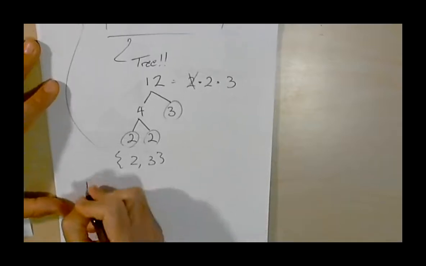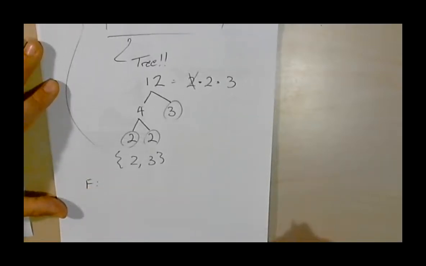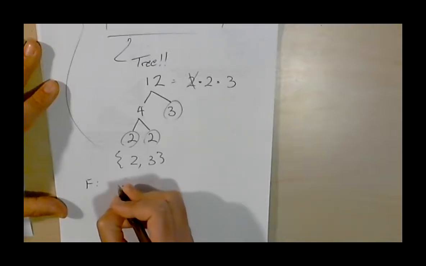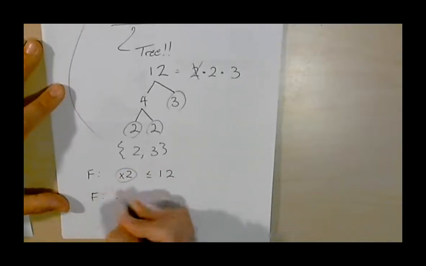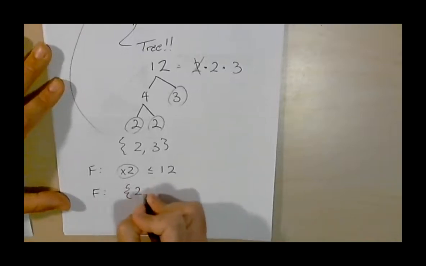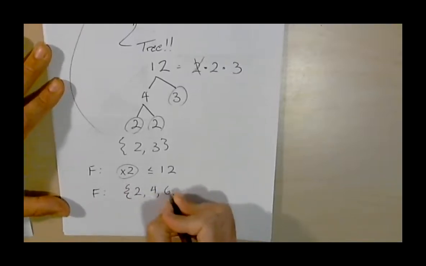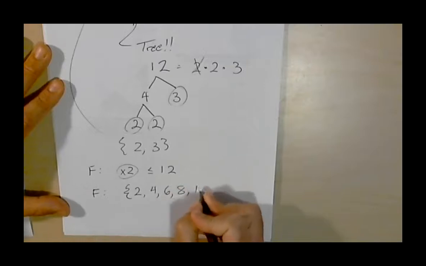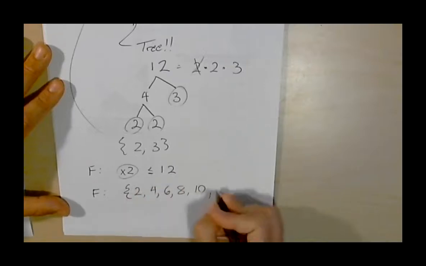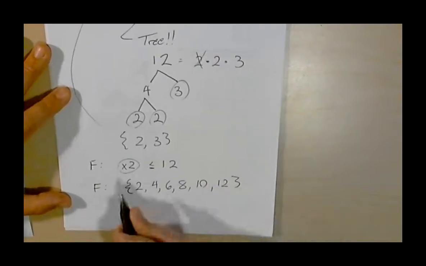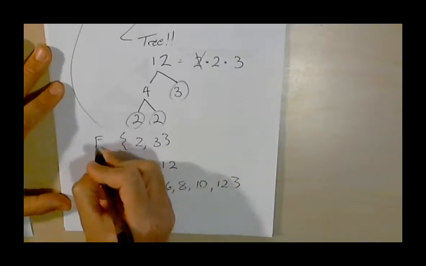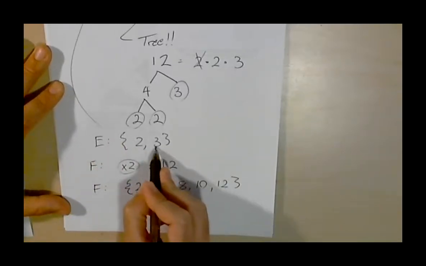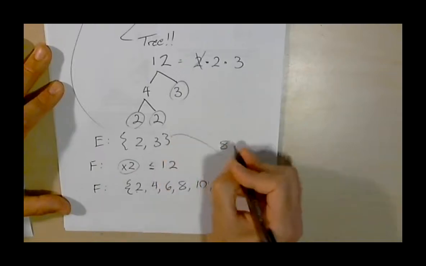The multiples that make up F are going to be all the positive multiples of 2 that are less than or equal to 12. So F is going to be, and this is where there's an overlap, 2, 4, 6, 8, 10, and because it's less than or equal to, we're going to include the 12. So F is going to have 1, 2, 3, 4, 5, 6 elements, and E is going to have 2 elements. So that means there should be a total of 8.